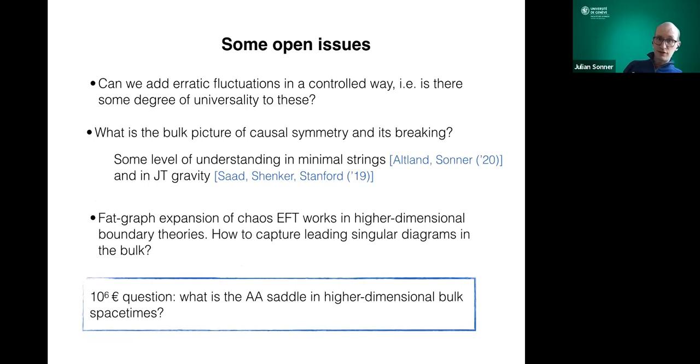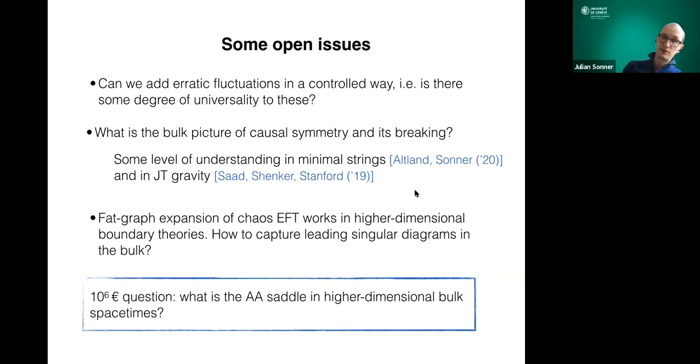What generically is the bulk picture of causal symmetry and its breaking? So we have some ingredients of this puzzle. I have shown you that the leading EFT diagram is wormholes. These other EFT diagrams are wormholes with interesting topology. What are the geometries around the second saddle? Well, generically, we don't have a picture.